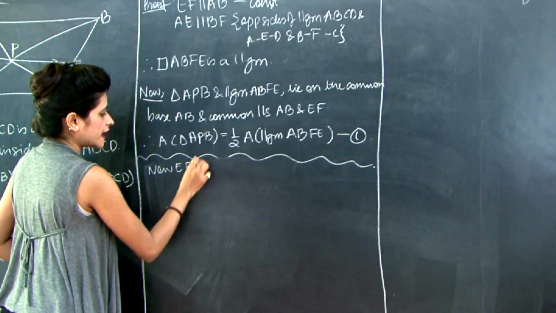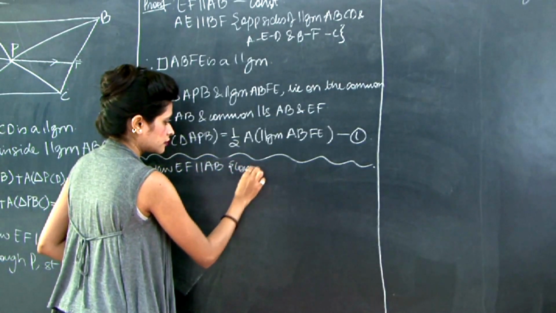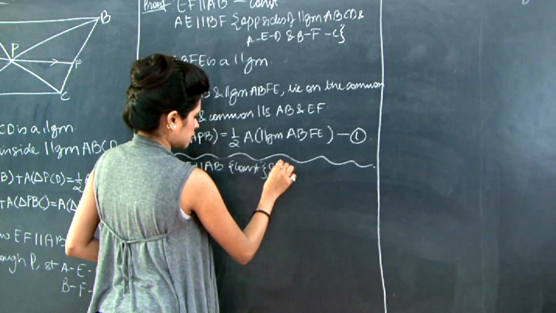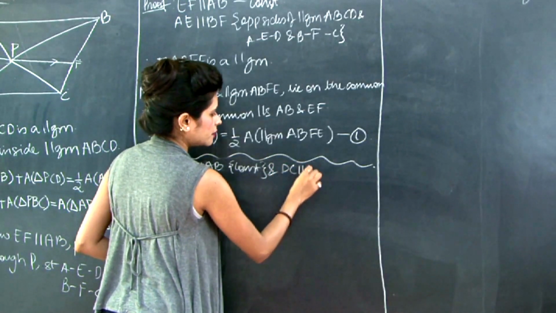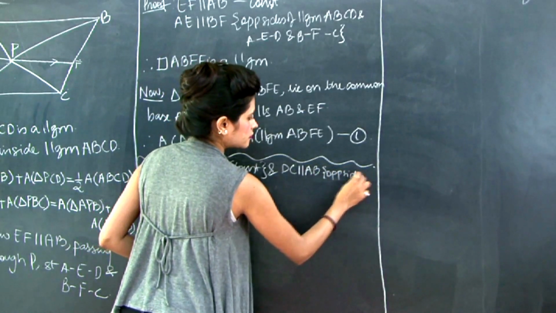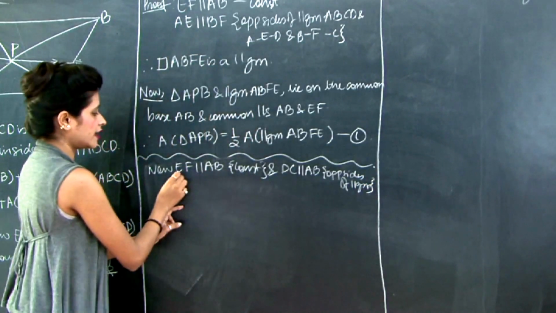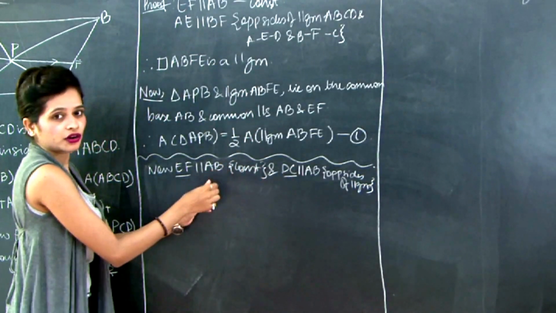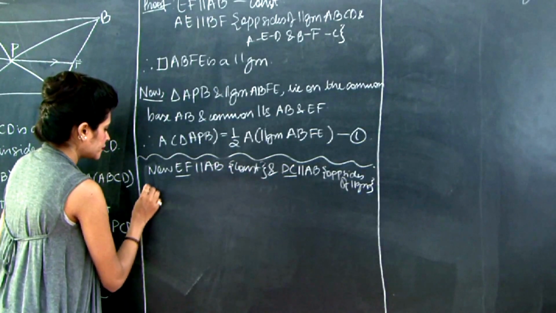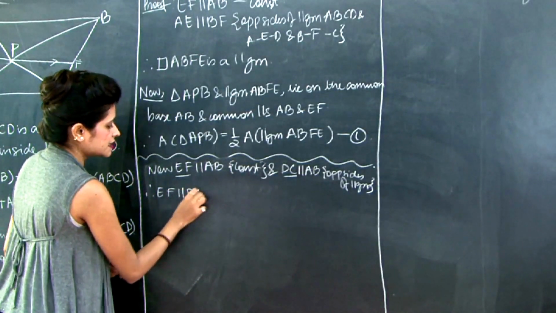Now, EF is parallel to AB through construction, right? And you have DC parallel to AB. Why? Because opposite sides of parallelogram. Therefore, what do you have? You will have EF parallel to DC. Because if you have two or more lines parallel to a given line, then all the lines are parallel to each other. Therefore, I will say that EF is parallel to DC.